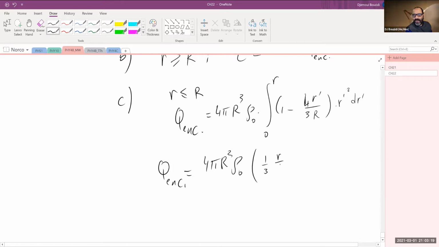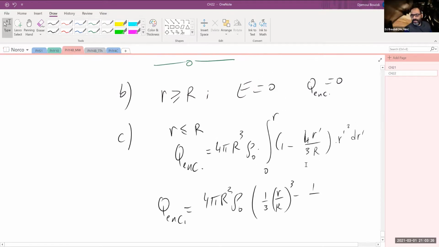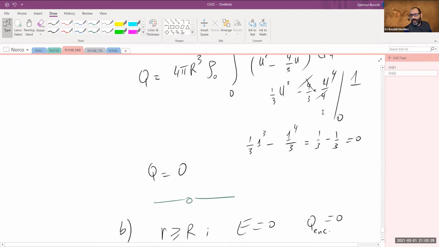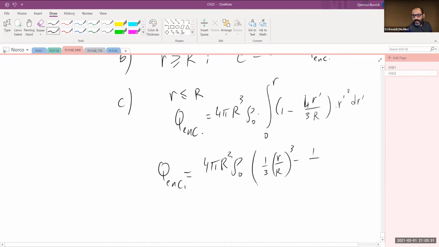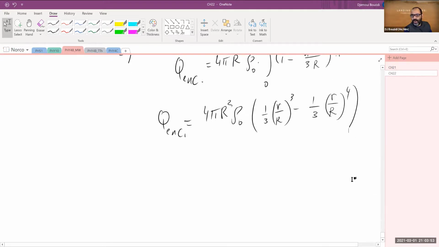So it's 1/3 of r over r cubed, minus 1/3 again of u to the power 4, 1/3 of r over r to the power 4th. Okay, the 1/3 and the 1/3 comes in here. R over r cubed, there is a cancellation of this r cubed with this r cubed, and then r cubed will come out of the integral. And there will be an r over r in here.